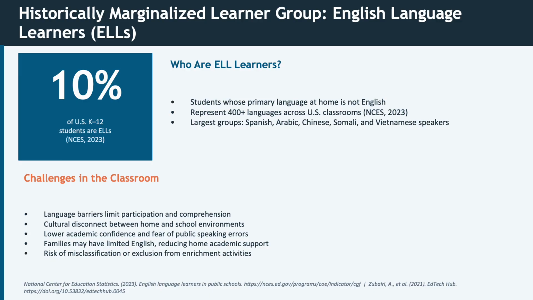As a group, ELL students face real challenges in the classroom. There are obvious language barriers that make it harder to participate and understand instruction. There's often a cultural disconnect between home and school. Many ELL learners experience lower academic confidence and anxiety around making mistakes in front of peers. Their families also have limited English, which reduces the support students can get at home. And ELL students are sometimes overlooked or excluded from enrichment activities based on how they're classified in school systems.